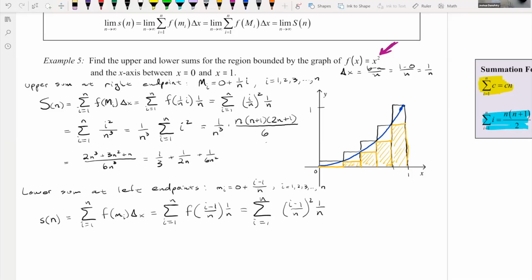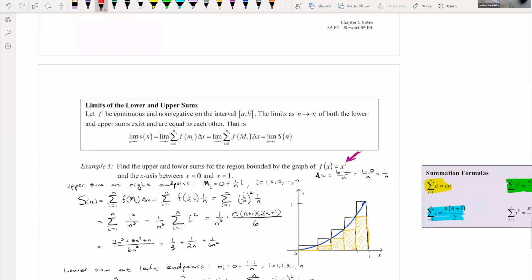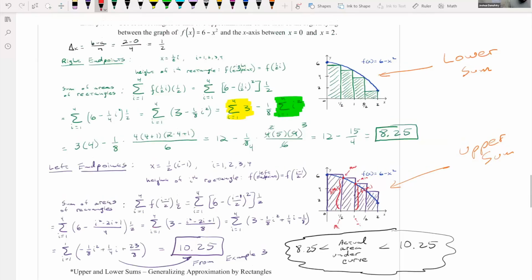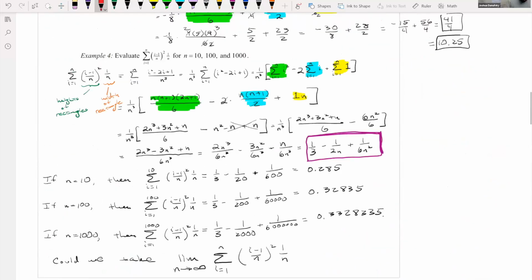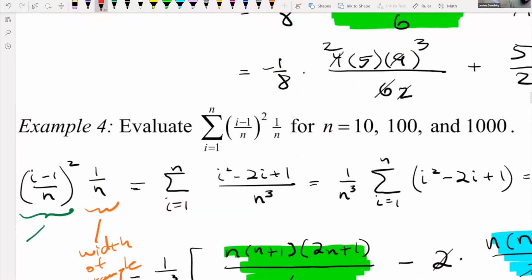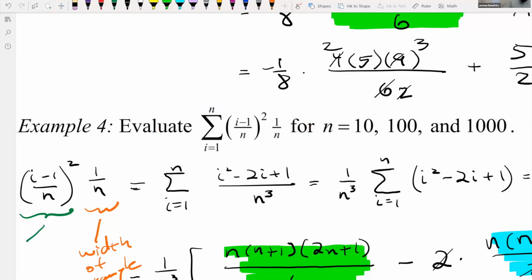And so we are actually in a really good place now, because if we look back and compare what we have here with example 4, look at what we have right there. That's exactly what we had in example 4, right? This (i minus 1) over n quantity squared times 1 over n. That's great. We've done this already.